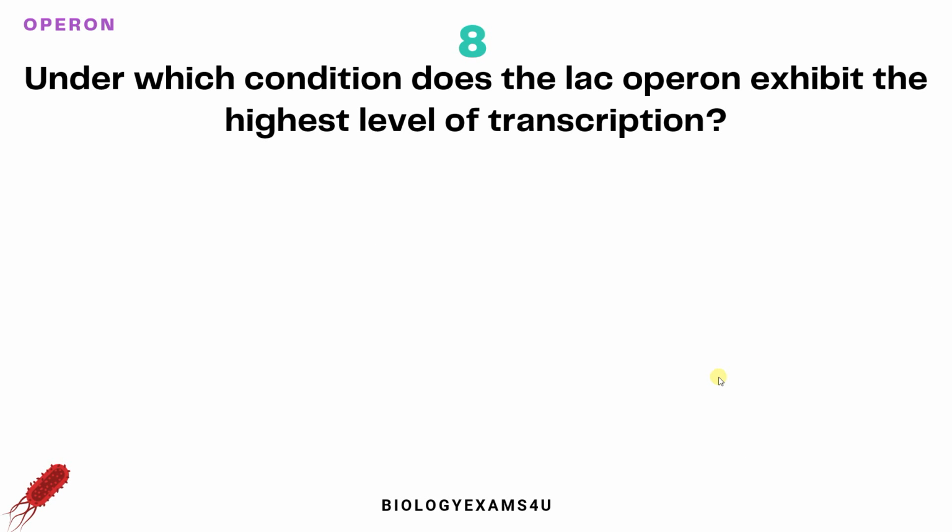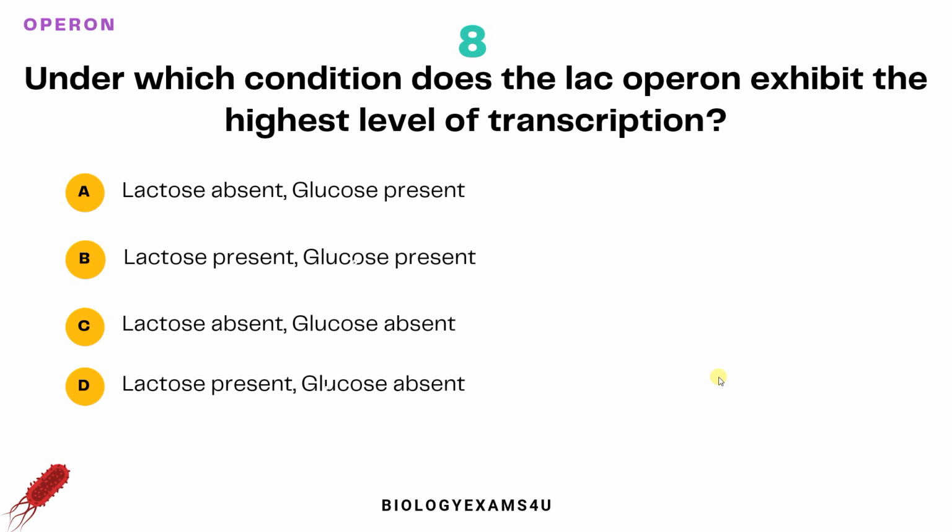Under which condition does the lac operon exhibit the highest level of transcription? Option A, lactose absent, glucose present. Option B, lactose present, glucose absent. Option C, lactose absent and glucose absent. Option D, lactose present and glucose absent.